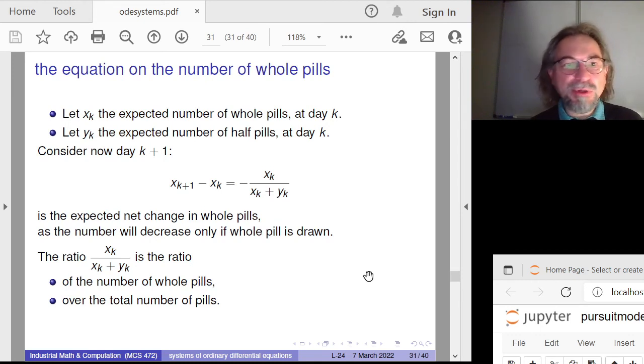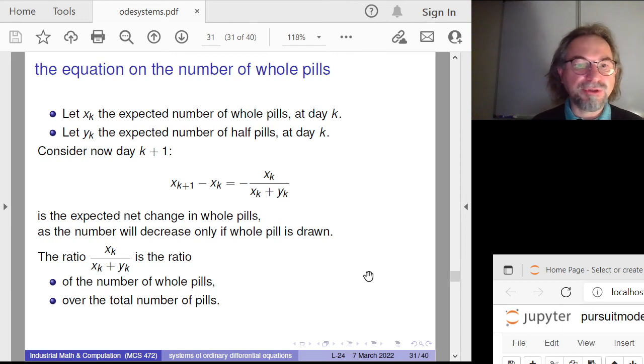Okay, let's think about this problem by assigning variables. So we have the expected number of whole pills and we have the expected number of half pills. So this is a question that I could probably also have asked and that you can already solve with Monte Carlo simulation. We will see that the average number of pills, so that might be the final answer that you may be interested in if you run your Monte Carlo simulation, can just as well be computed as a solution of a differential equation. So that's actually the punchline here.